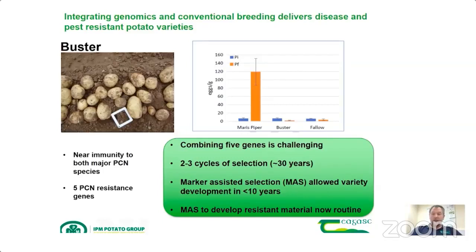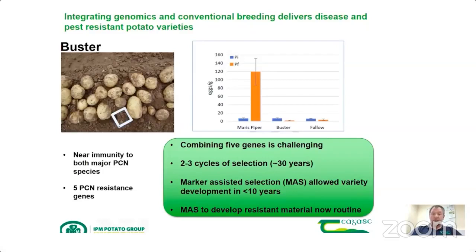The blue bars show how many eggs per gram of soil were present at the start. The trial wasn't treated with nematicide, and you can see that the infestation level of Maris Piper by harvest time, and that's the orange bars, is very high, whereas PCN levels have actually dropped where Buster is planted. So Buster protects its yield potential better, and it might even reduce the nematode levels in the surrounding soil for subsequent crops.